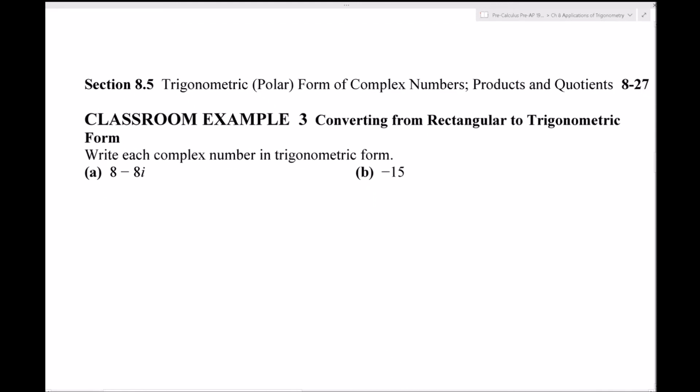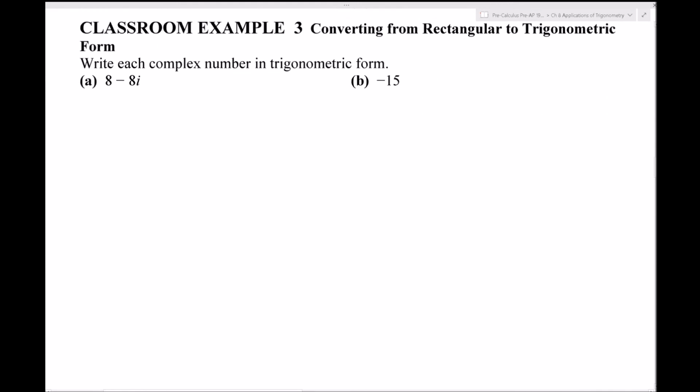Yeah, write each complex number in trigonometric form. So we're going to talk about the first one, letter A, 8 minus 8i. And like they said, graph it first. Where is 8 minus 8i? What quadrant? I think that's the fourth quadrant, no? Positive 8 as an x-coordinate, negative 8 as a y-coordinate. So say that's 8, and this is 8. So negative 8 here, positive 8 here. We're talking about this number, or this vector.